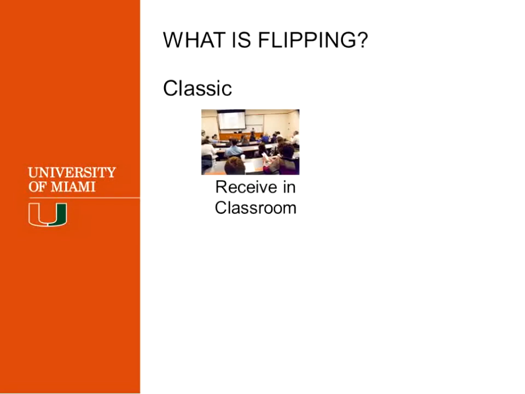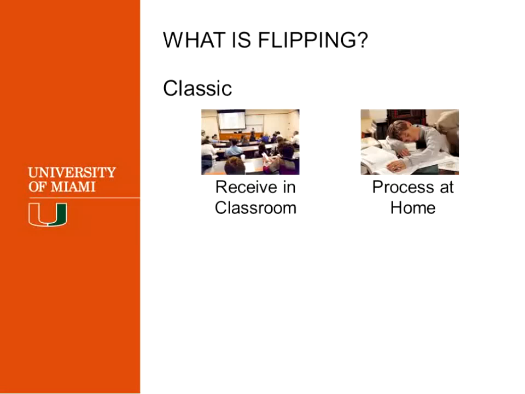So what is flipping? In a classic educational model, information is received in the classroom. The students sit there and primarily receive information, take notes, mark up PowerPoints, whatever. And then they go home and process it. And the processing at home consists of the homework assignment, the activities, writing papers, whatever.